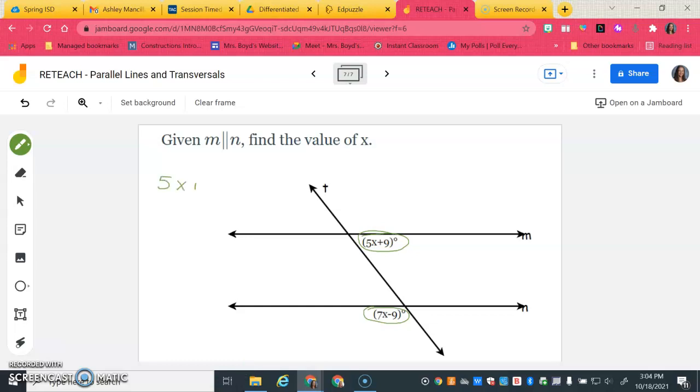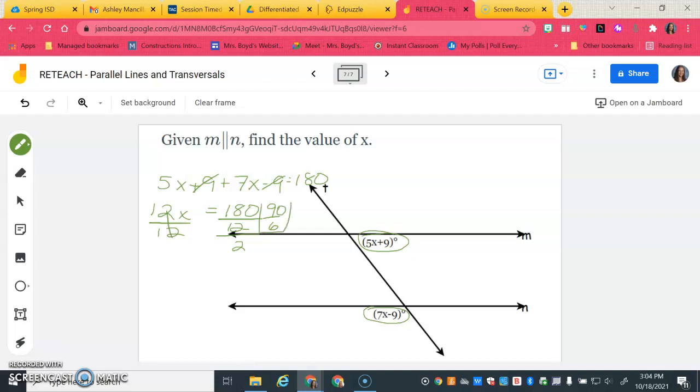So that means that 5x plus 9, when added to 7x minus 9, they're going to add up to equal 180. They're going to be supplementary, and that's because 5x plus 9 is acute and 7x minus 9 is obtuse. So when I combine my terms, I have 12x, 5 and 7 is 12, 9 minus 9, that's 0. So they cancel out, equals 180, and then I'm going to divide by 12. Okay, well, I notice they're both even, so I'm going to divide that by 2. So I get 90 and 6.